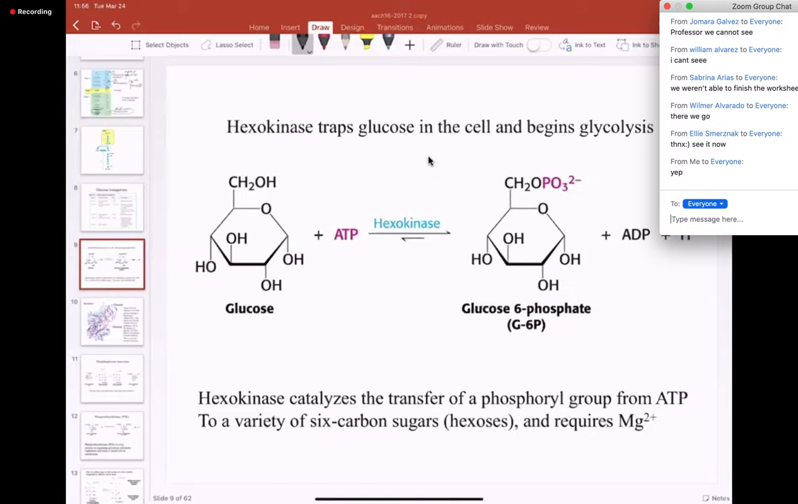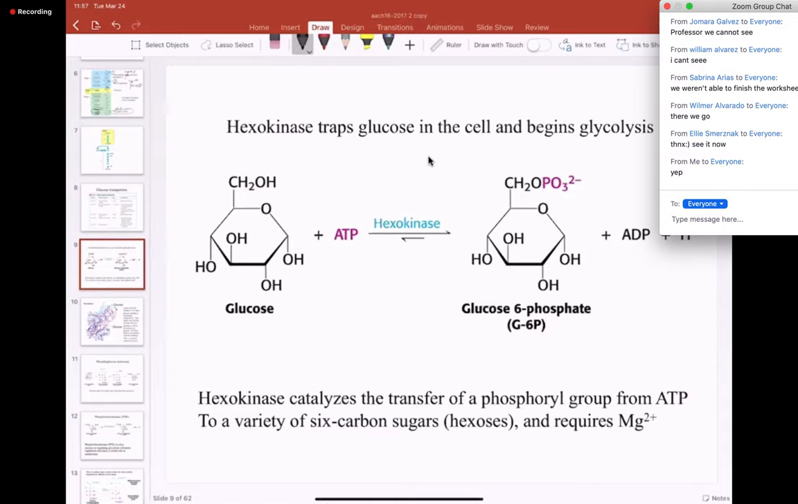Hexokinase is shown here. That's the first step. We mentioned already that it puts the phosphate group on glucose so that the glucose doesn't leave the cell, because now it's ionic. This requires magnesium. Most enzymes that use ATP require magnesium. So there's nothing special here.